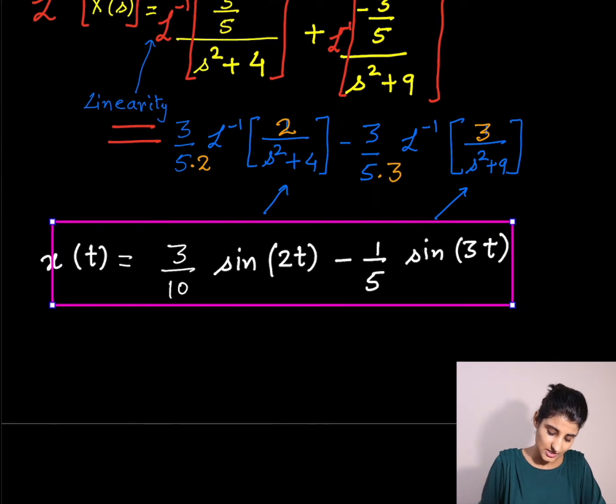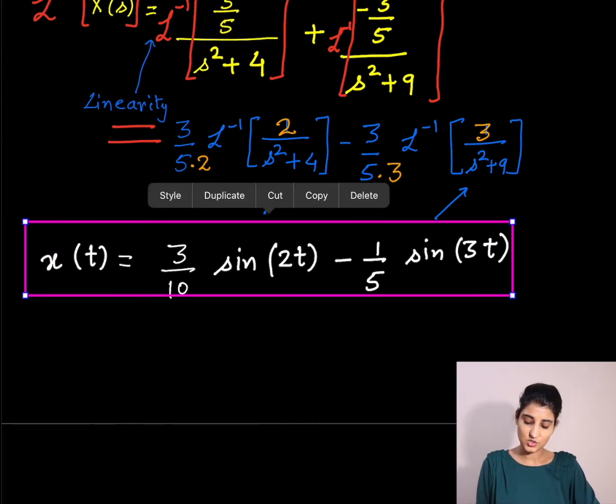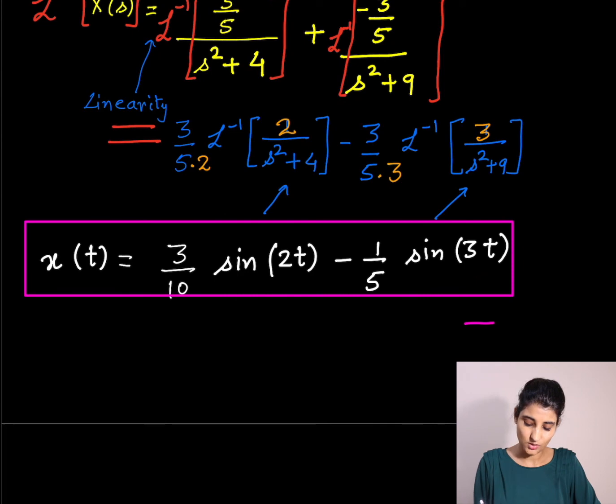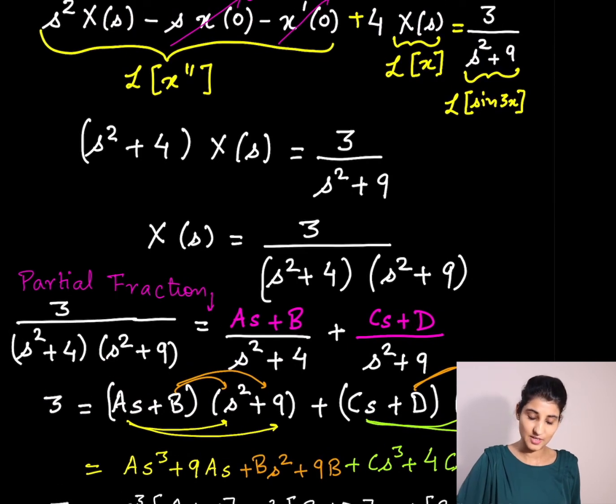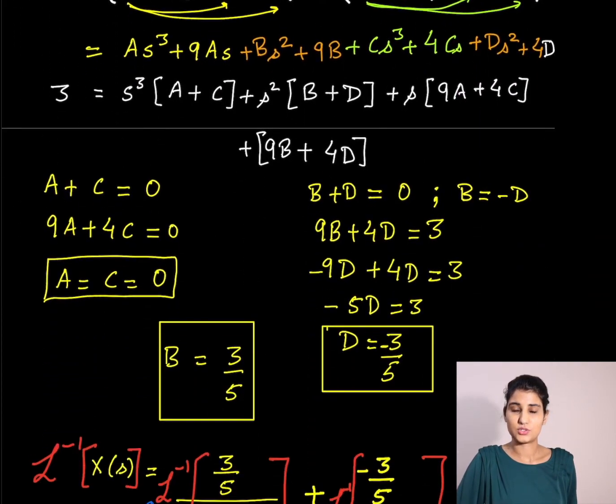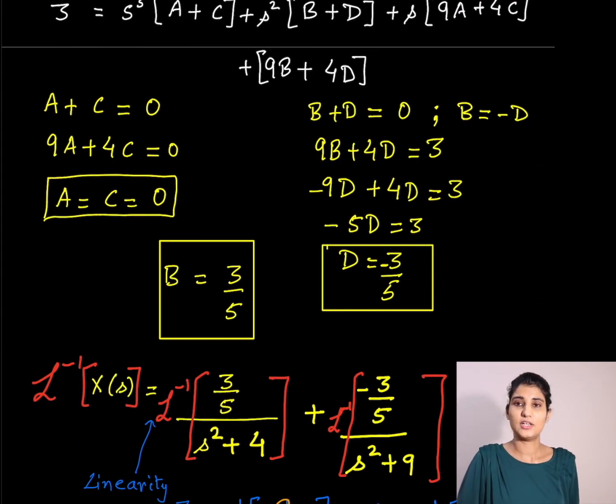So this is how, using the Laplace transform, we can solve an ODE. Let's recap. So we take the Laplace, we solve for xs, and then we take Laplace inverse. So there are 3 steps involved. We take the Laplace, we solve for xs, and then we take Laplace inverse.